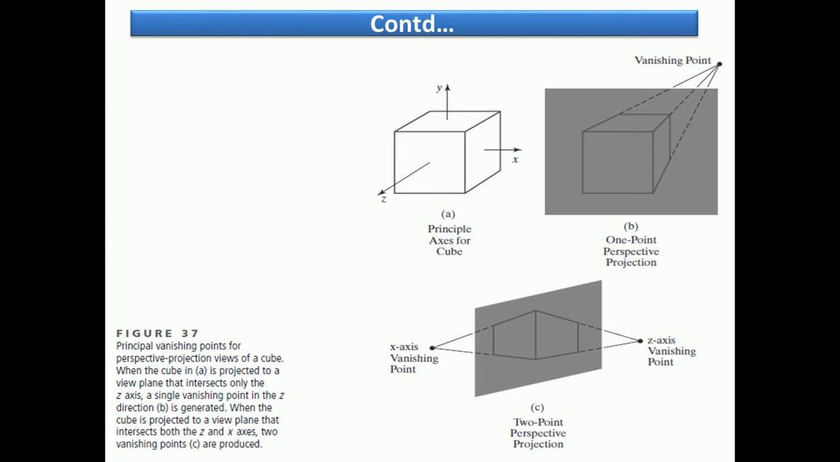Then as shown in figure C, for the view, the projection plane intersects both the x and z axes but not the y axis. The resulting 2 point perspective projection contains both the x axis and z axis vanishing points. There is not much increase in the realism of a 3 point perspective projection as compared to a 2 point projection. So 3 point projections are not used in architectural and engineering drawings.